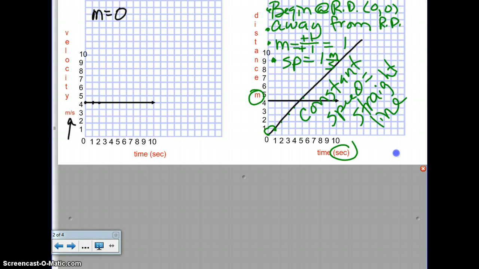This can be interpreted or translated into acceleration. So if our slope is 0, our acceleration is 0. Remember, when we have a 0 acceleration, that translates into a constant speed. Look at the graph. It'll tell you what speed you're traveling at. Here, our constant speed is 4 meters per second. And because it is a straight line, that's what gives it that understanding that it is constant.